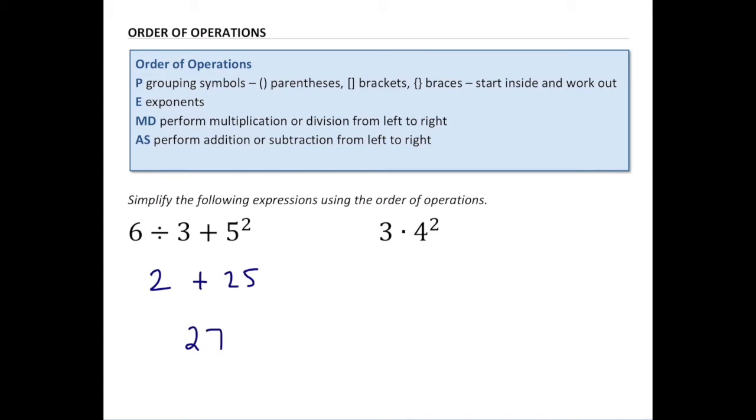Okay, all right, so in the next one, this is one where people tend to make mistakes, and what they want to do is they want to multiply the 3 times the 4 and then do the exponent. Well, order of operations says exponents first, so we need to do that exponent first. So it's 3 times 4 squared, or it's 3 times 16, and 3 times 16 is 48. Okay, so be careful when you see those.